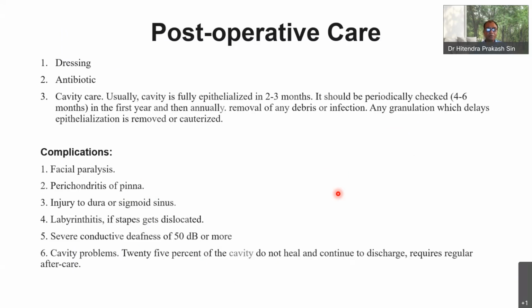Complications are many. First is facial paralysis, perichondritis, injury to the sigmoid sinus, labyrinthitis, severe conductive deafness after radical mastoidectomy is a sequelae, permanent sequelae, and there will be permanent cavity problems.